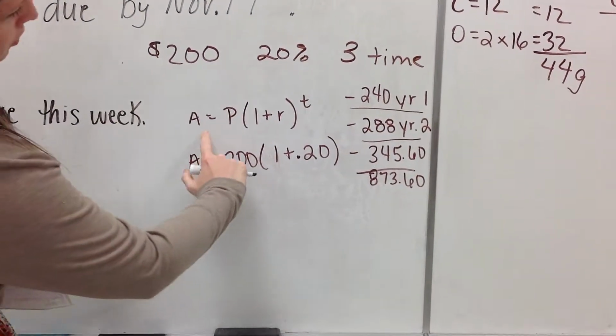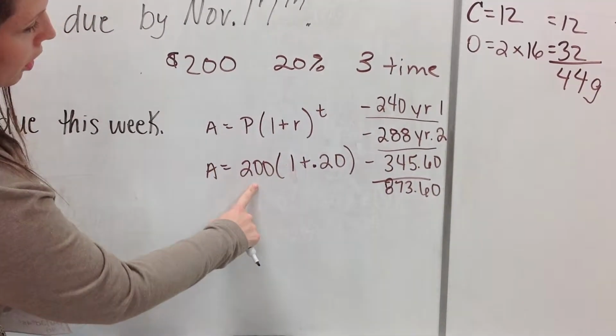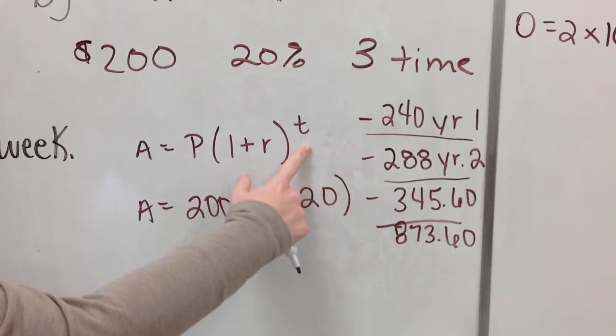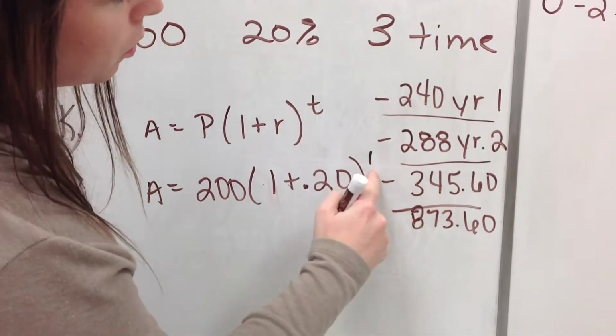year. So this is your formula that you're using. So your principal amount, which is P, is $200. Your rate is 20%, so that's 0.20. The time you can really ignore because all you're doing is really 1 year, so that would just be 1.